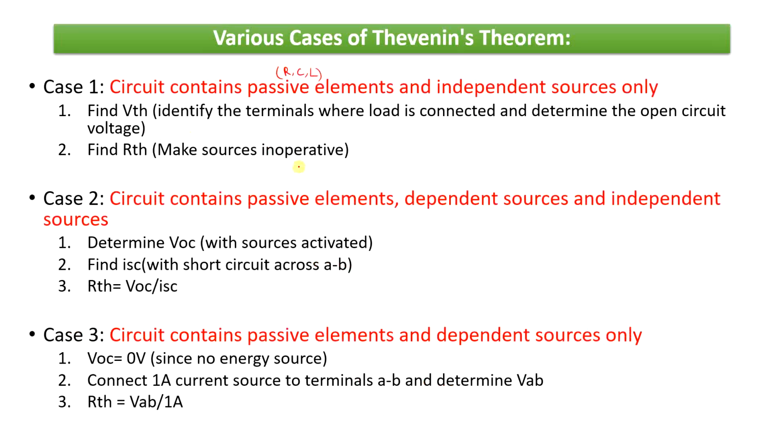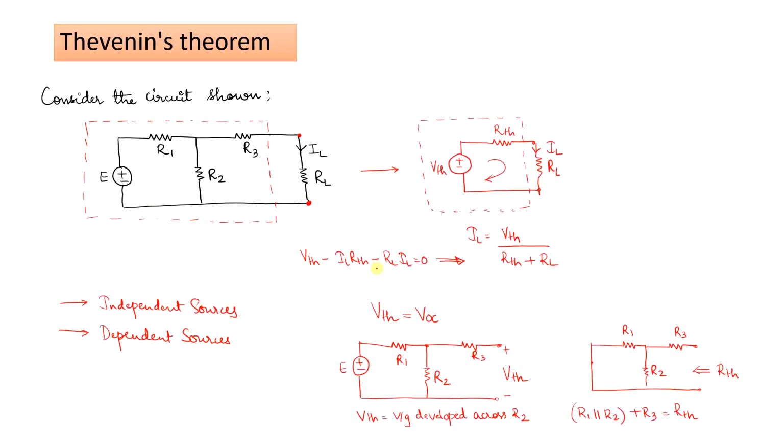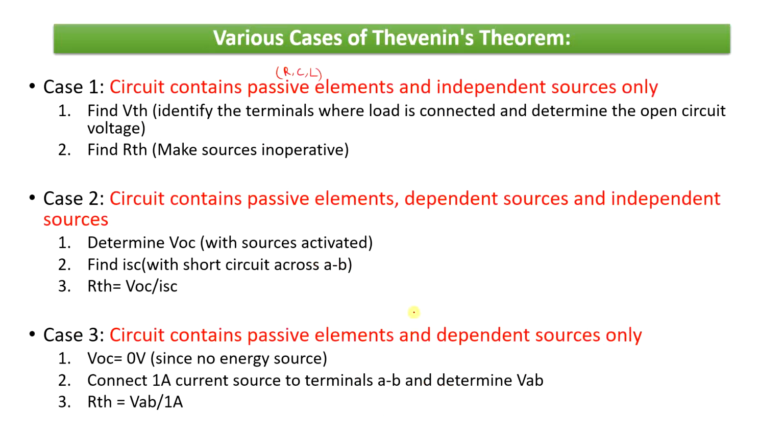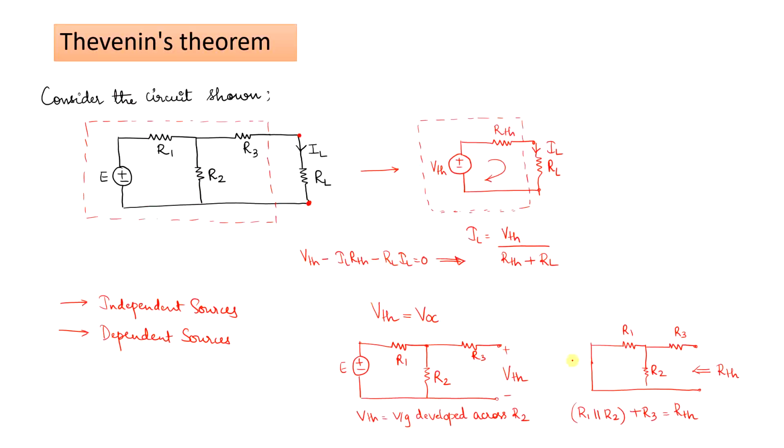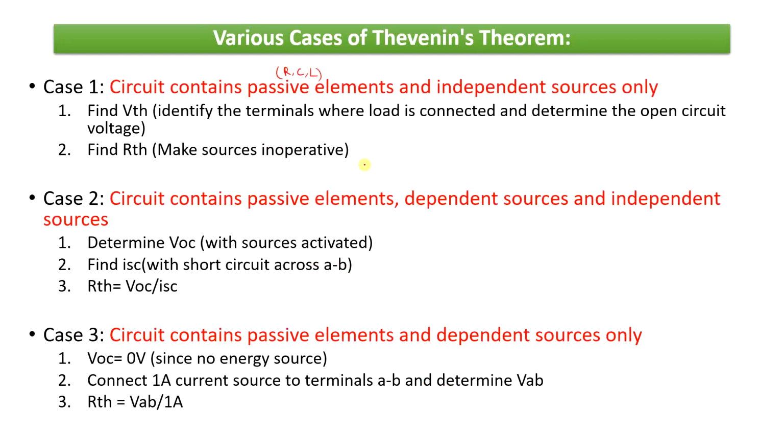So what we will do is, first we identify the terminals where the load is connected, and determine the open circuit voltage. Open circuit voltage, I told you, corresponds to V Thevenin. So you compute V Thevenin and then compute R Thevenin, making the sources inoperative, similar to what I demonstrated here. Let me explain this with a numerical.